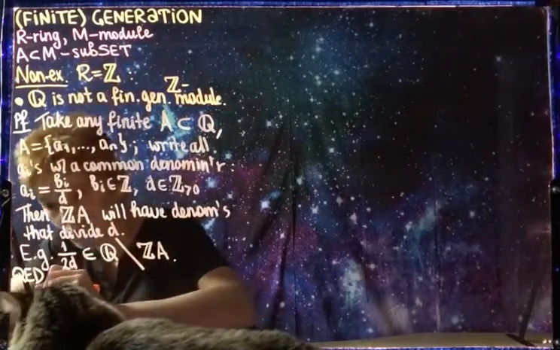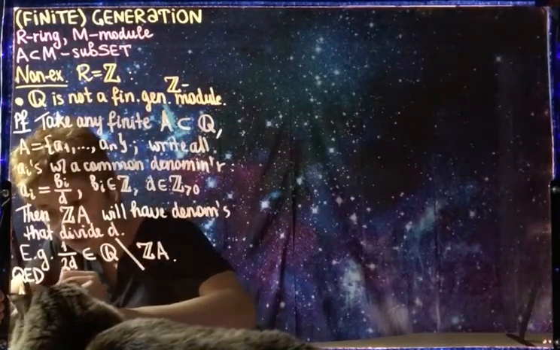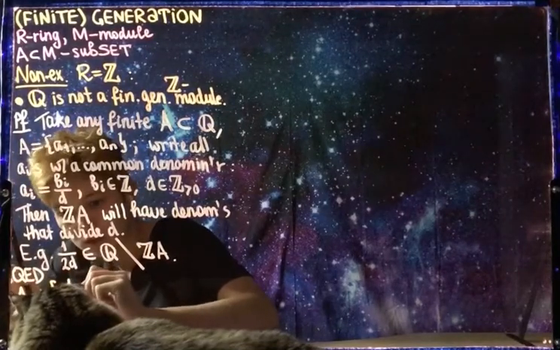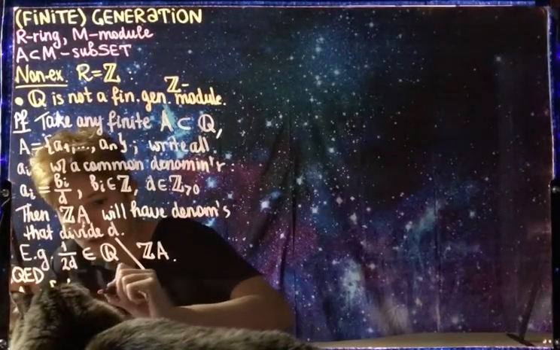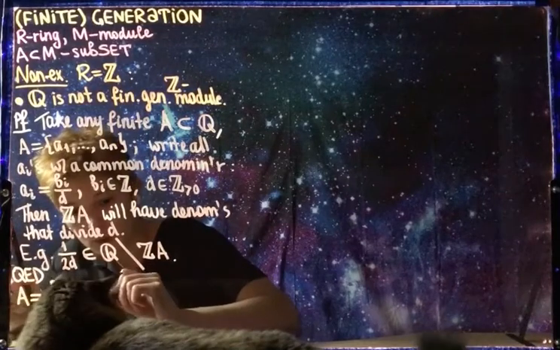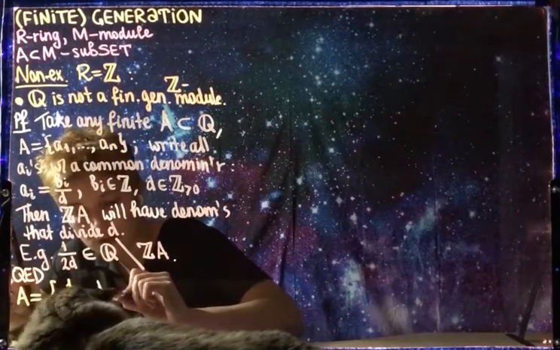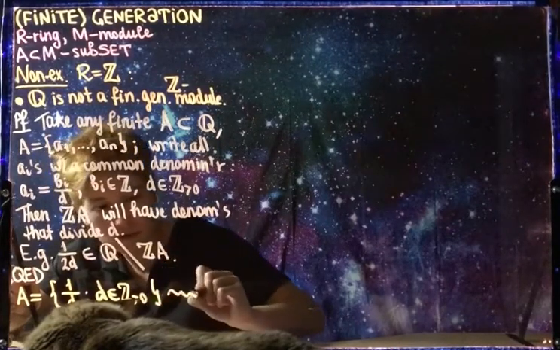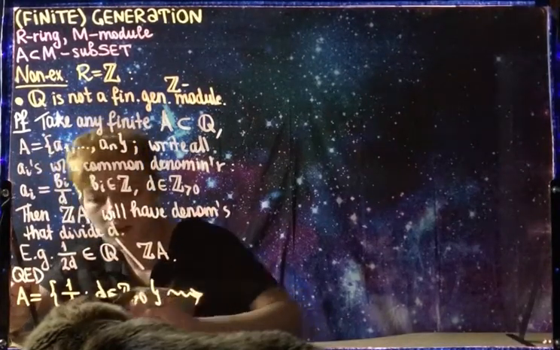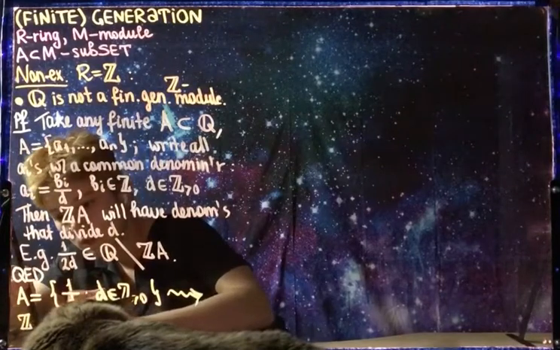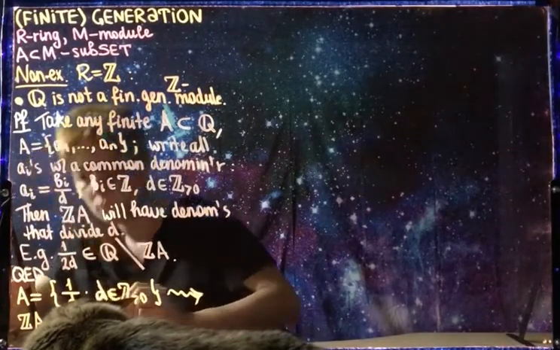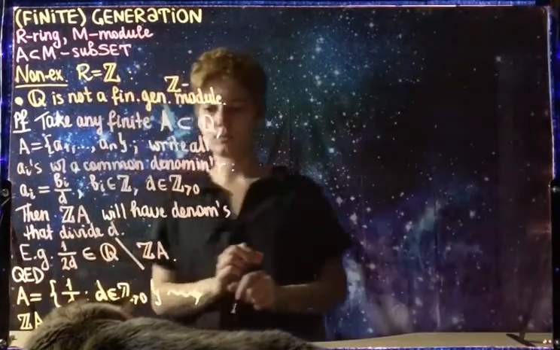However, we can pick A to be the set of all 1 over d for all possible denominators, so d is a positive integer. And then A will generate the whole Q. But this A is infinite.